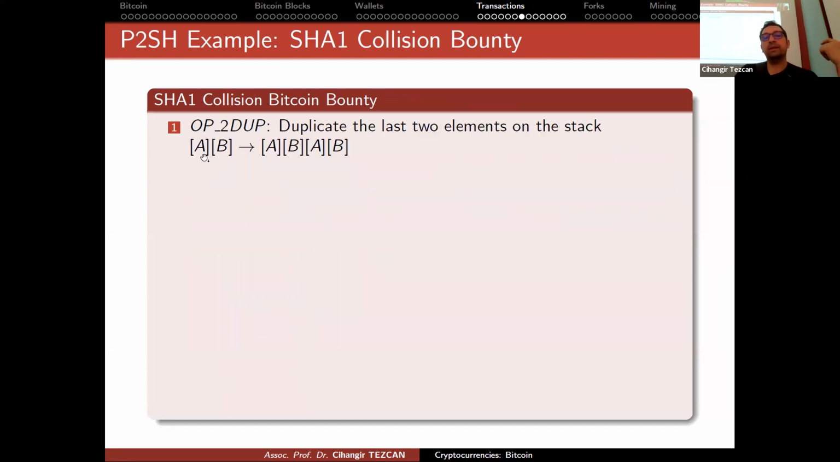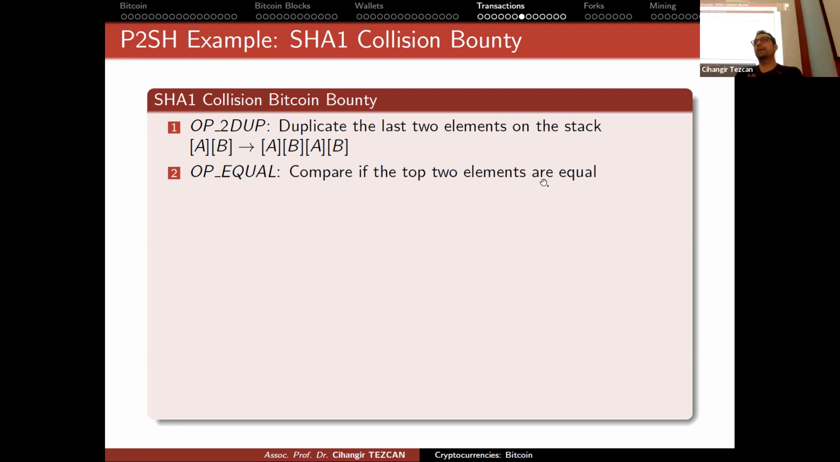If somebody provides A and B as the input, claiming that these two non-equal values have the same SHA-1 hash, they put these values as input and see if the script works. So OP_2DUP duplicates the last two elements on the stack. So AB becomes AB and AB, right? Then they check if the top two elements are equal. Because if they're equal, then you are cheating, because you're providing the same values to show that they have the same SHA-1 output, right? But the SHA-1 collision means that the input should be different.